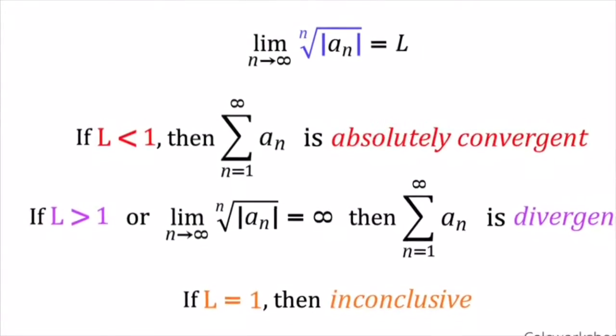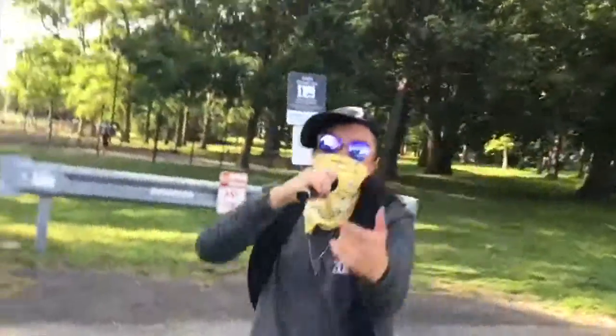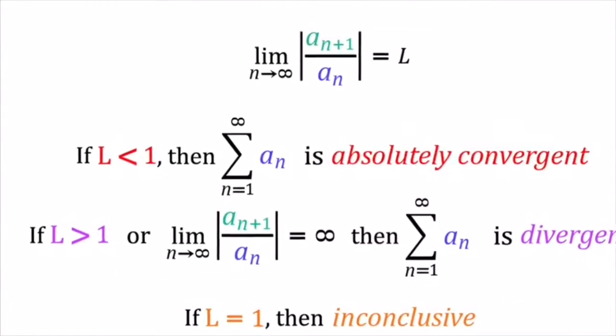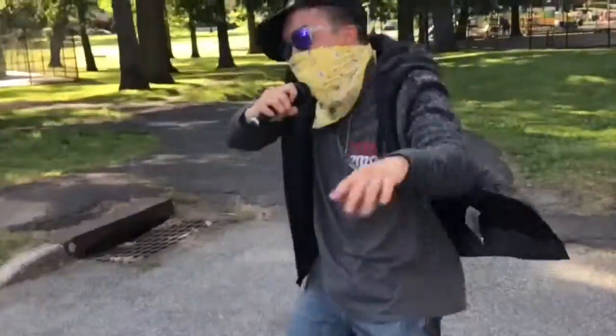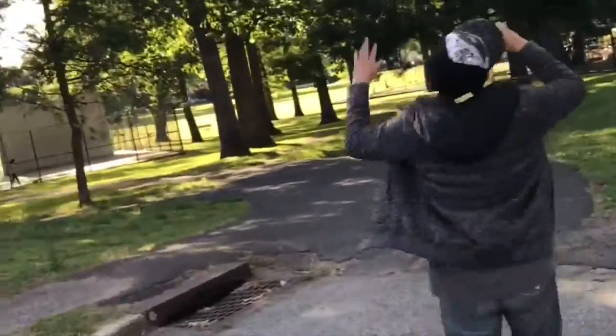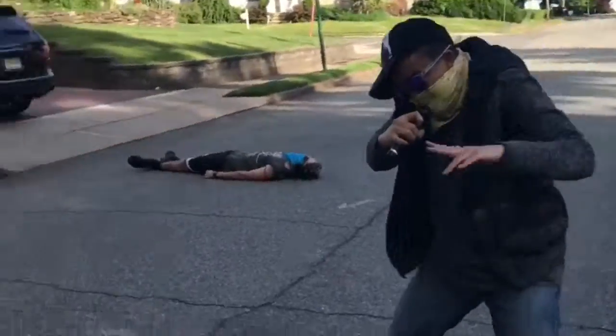Root, look at the limit as n approaches infinity of the nth root of the absolute value of a sub n. If it's less than 1, it converges. More than 1, it diverges. Ratio, look at the limit as n approaches infinity of the absolute value of a sub n plus 1 over a sub n. If it's less than 1, converges. More than 1, it diverges.